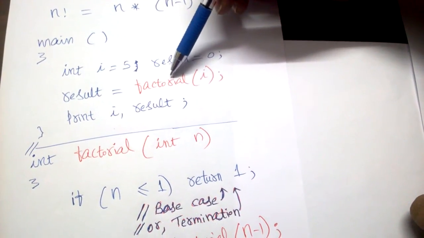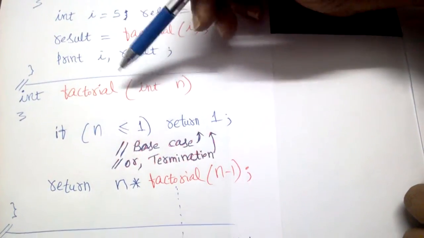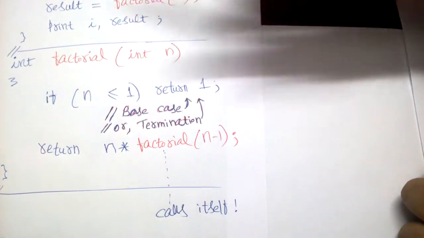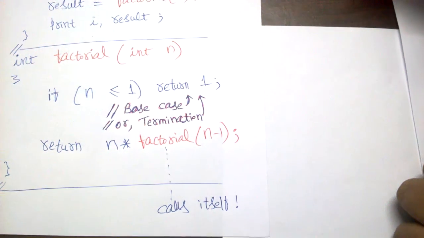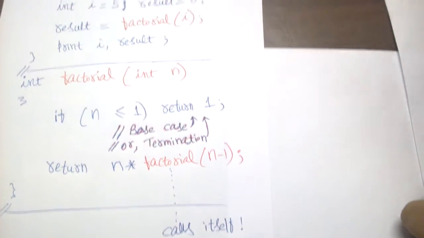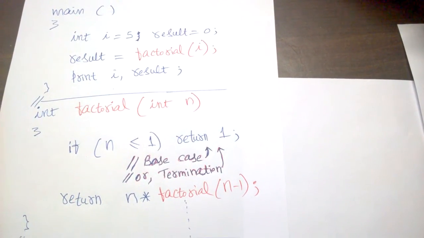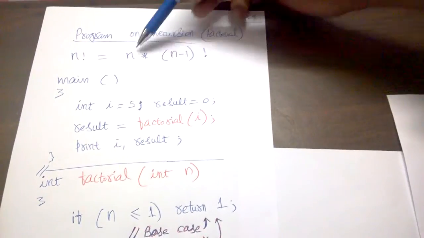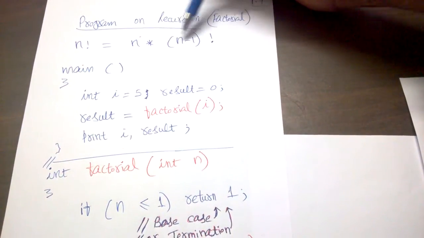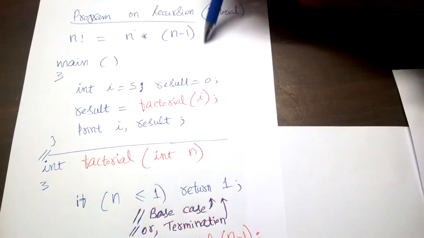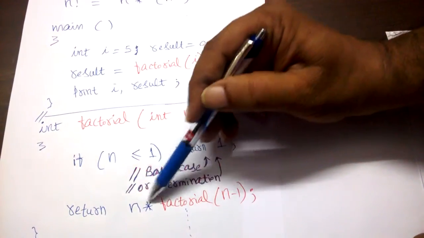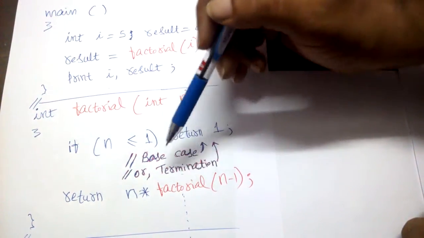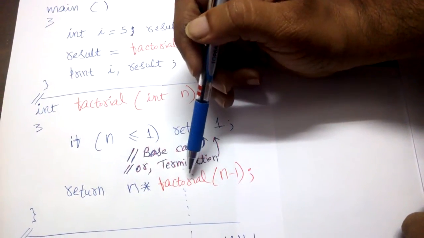Now, here we are calling factorial I. So what's factorial I? It is basically one statement: n into factorial n minus 1. That is what we are evaluating here. This is shown in the return statement: return n into factorial n minus 1. So this one statement is good enough.